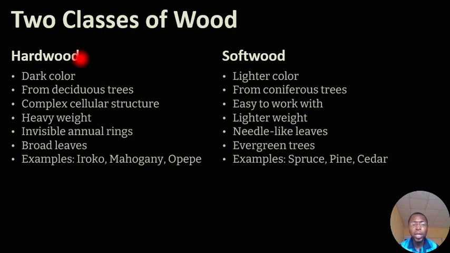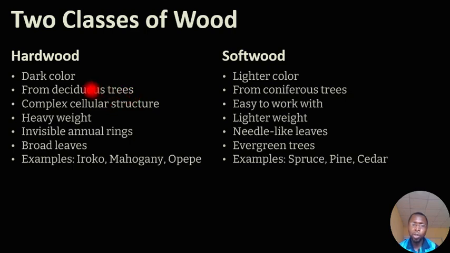For the hardwood, the properties of the hardwood, number one: if you want to see if a wood is hard, you will know by the color. It is dark in color. When you see hardwood, they are dark in color. So whenever you see wood that is dark in color, you can easily conclude that this is hardwood. Another property of hardwood is that they are from deciduous trees.